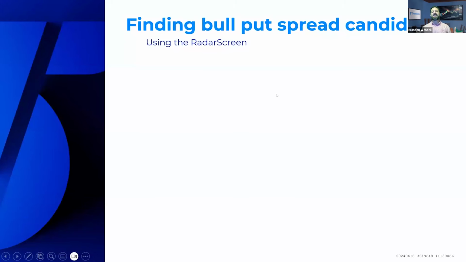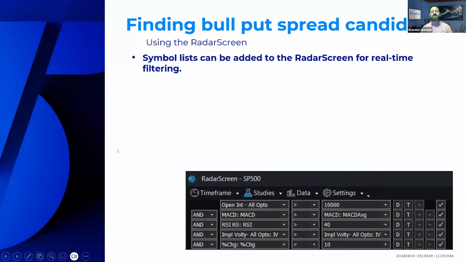So if we want to find these a little bit better, again, we've got tools that we could use, and it's stupid not to use those tools because they're available. So using the radar screen, we can actually use a filter on the radar screen to figure out, okay, what's a good candidate for us?